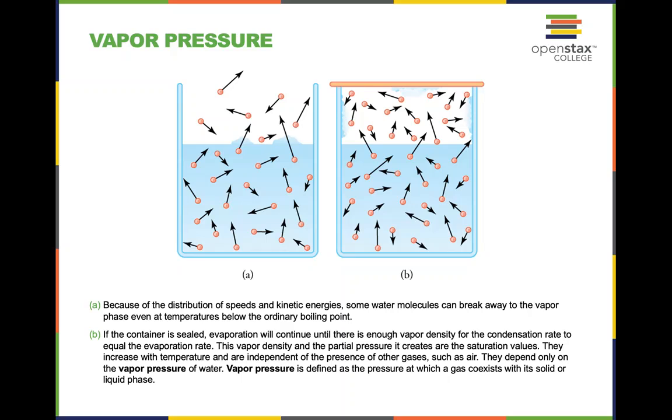So for vapor pressure, for A, because of the distribution of speeds and kinetic energies, some water molecules can break away from the liquid phase even at temperatures below the ordinary boiling point. So you see here, you have all these vapor molecules, and they're slowly escaping. But if the container is sealed, evaporation will continue until there is enough vapor density for the condensation rate to equal the evaporation rate. This vapor density and the partial pressure it creates are at the saturation values. They increase with temperature and are independent of the presence of other gases such as air. They depend only on the vapor pressure of water. Vapor pressure is defined as the pressure at which a gas coexists with the solid or liquid phase.